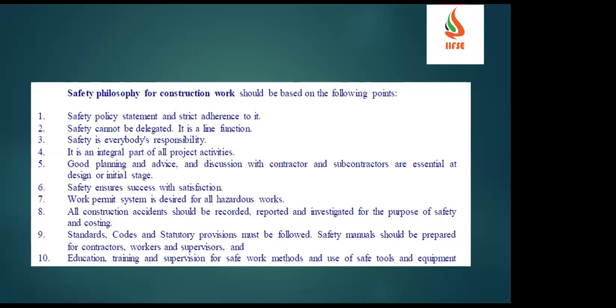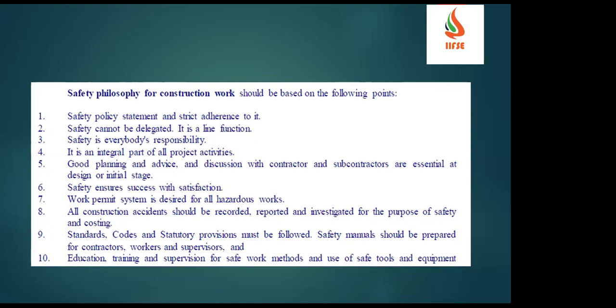A good planning and also advice and discussion with contractor and also subcontractor are essential at the design and initial stage. So all the planning with respect to safety has to be done in the initial stage itself. We have to discuss with all our subcontractors, stating that these are the points you have to follow, you have to implement. Then safety ensures success with satisfaction.